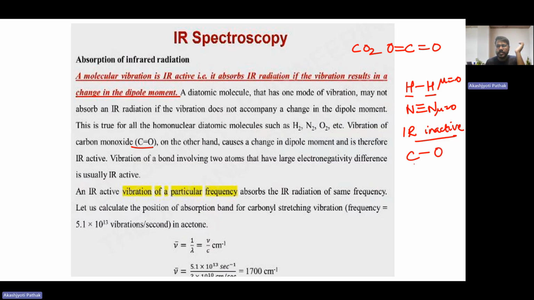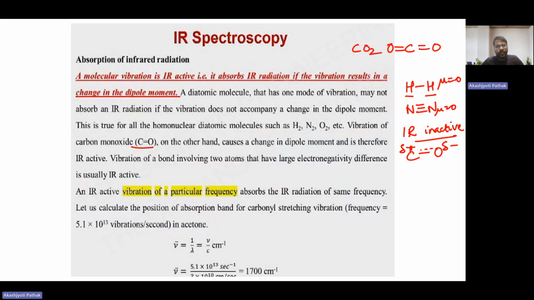So there is a difference in electronegativity between these two atoms, right? Oxygen is more electronegative and carbon is less electronegative. That is why the vibration will result in a change in dipole moment, and hence these are IR active molecules. So carbon monoxide's vibration results in a change in dipole moment and is therefore IR active.